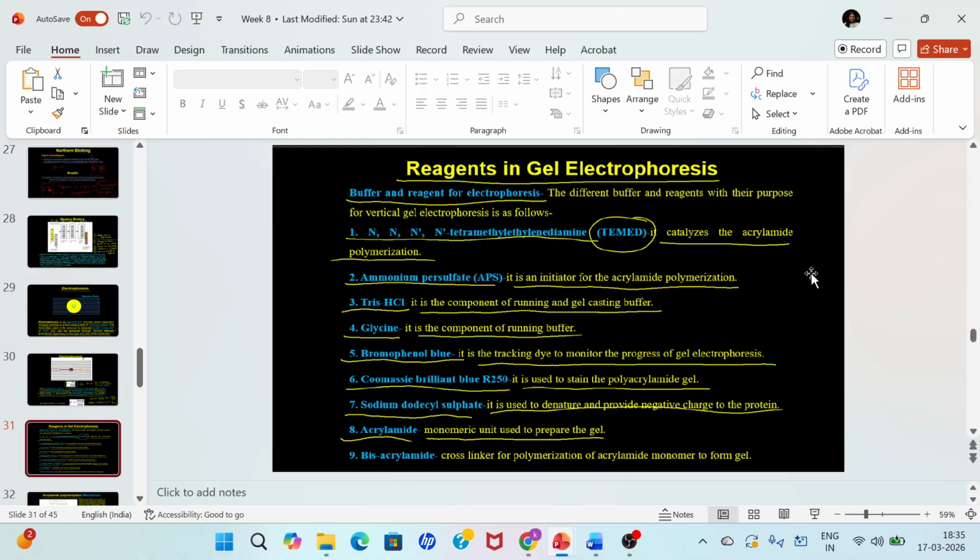Next is the acrylamide, the monomeric unit used to prepare the gel. Bisacrylamide is the cross linker for acrylamide. So basically the reaction, when we are saying, APS is the initiator and TEMED the catalyst of the acrylamide polymerization. Polymerization happens with the help of bisacrylamide, and for that kind of reaction APS and TEMED will be used.